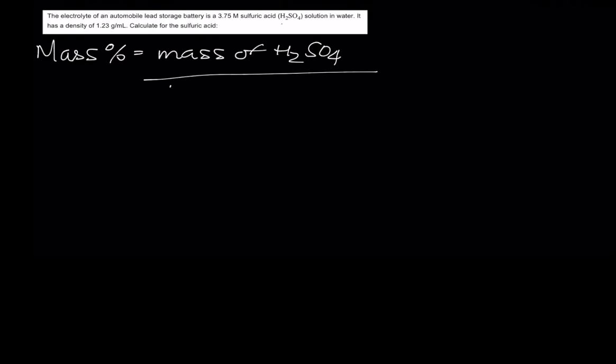So the mass percent is given by the mass of H2SO4 divided by the mass of the solution, times 100. For this problem, we'll assume that we have 1 liter of solution.